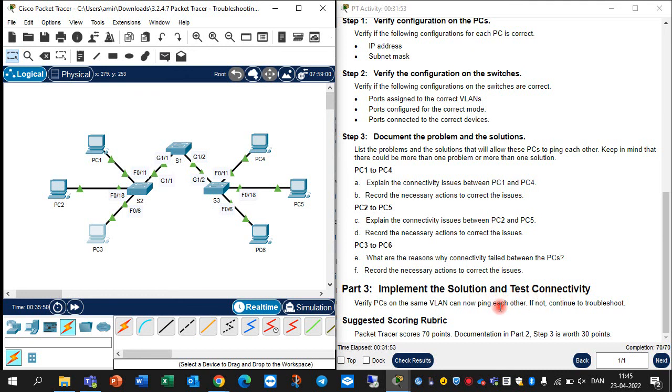Implement the solution and test connectivity. Verify PCs on the same VLAN can now ping each other. If not, continue troubleshooting.